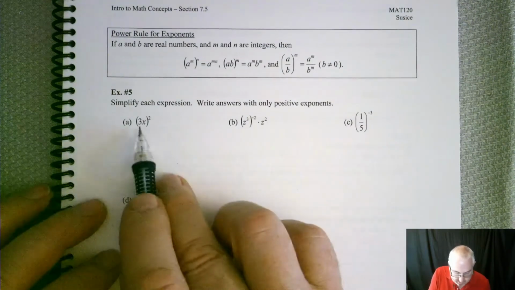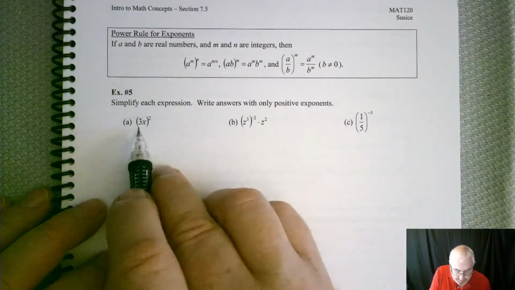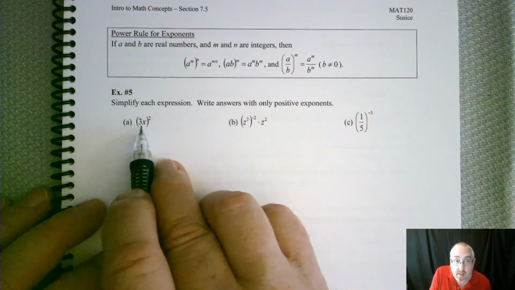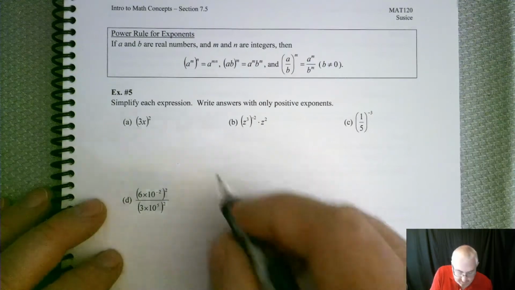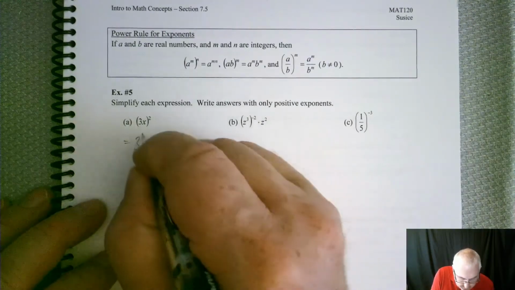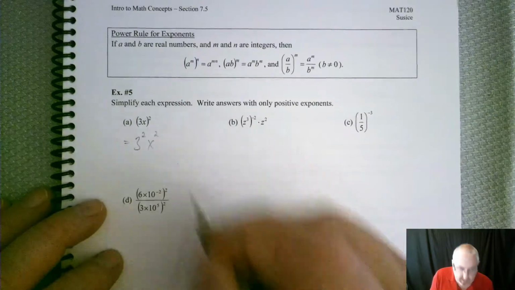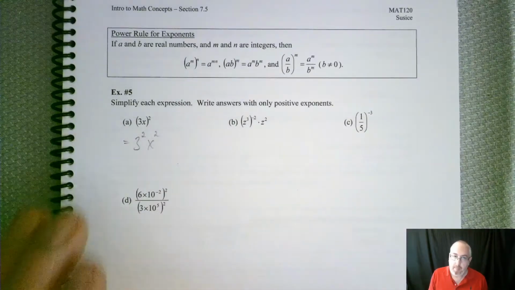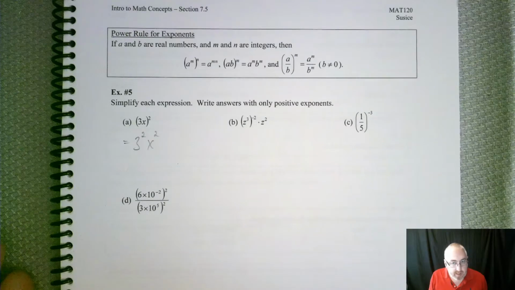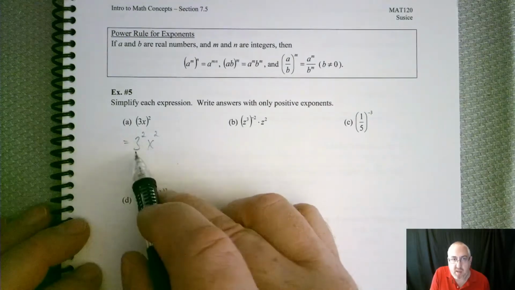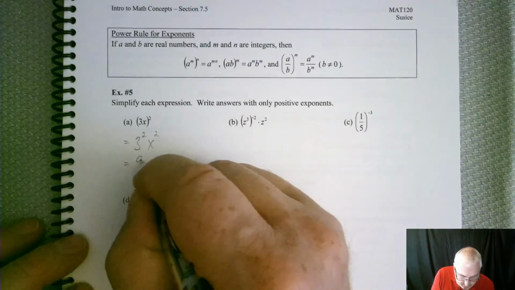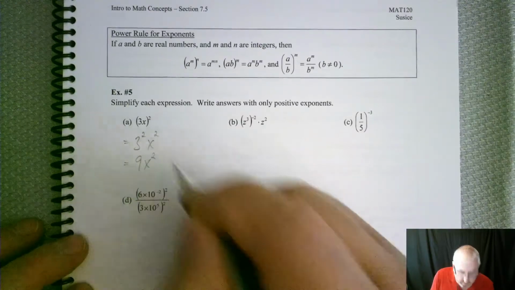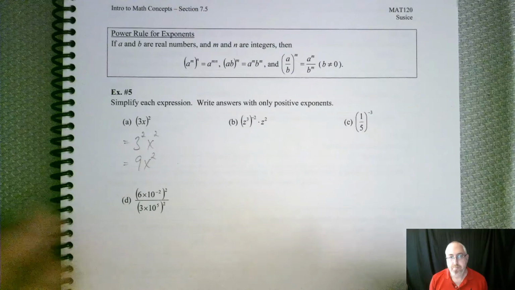All right, so let's see what it looks like for this first one. So we have a product and it's raised to a power. So everything inside gets that exponent. So the 3 gets the exponent and the x gets the exponent. Now, that's okay for an answer, but when the exponents are small like this, I would say go the extra step and just simplify that. So 3 to the second we know is 9. So this should be 9x squared.